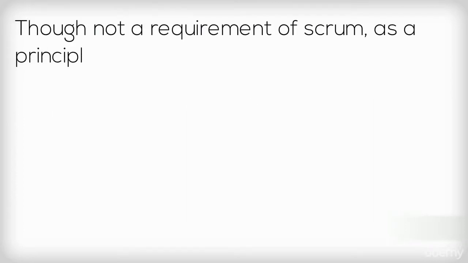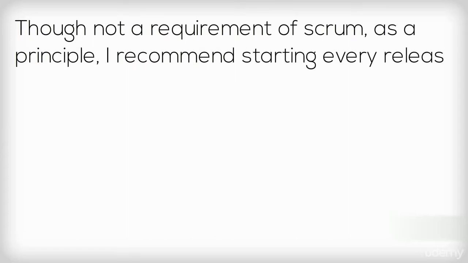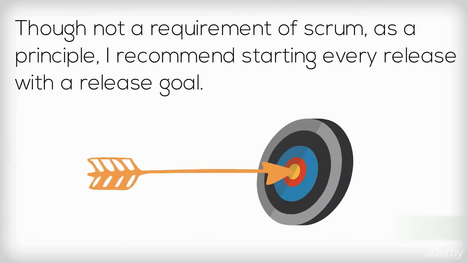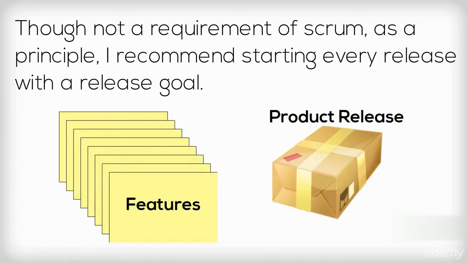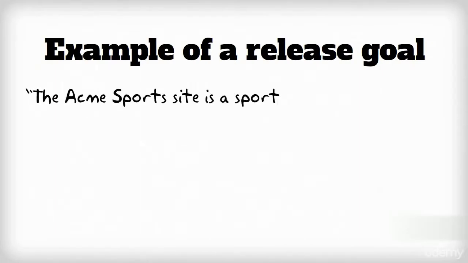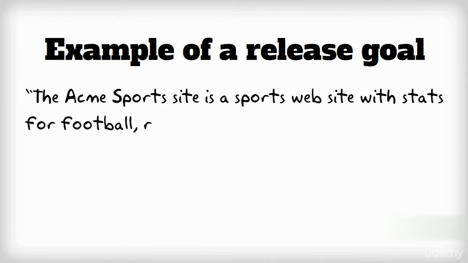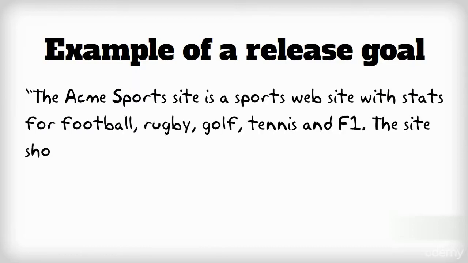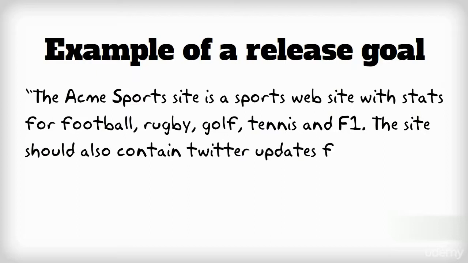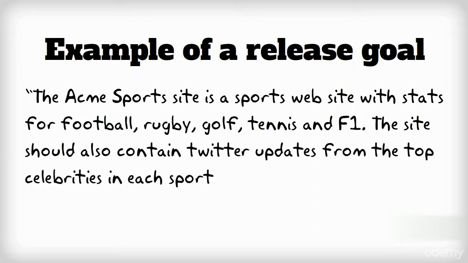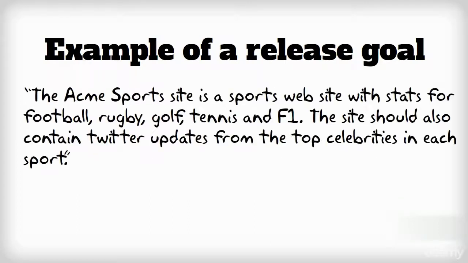Setting a release goal. Though not a requirement of Scrum, as a principle, I recommend starting every release with a release goal. This is a brief, high-level description of the features in a product release. An example of a release goal would be: the Acme Sports site is a sports website with stats for football, rugby, golf, tennis, and F1. The site also should contain Twitter updates from the top celebrities in each sport.